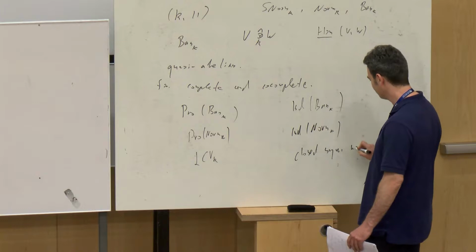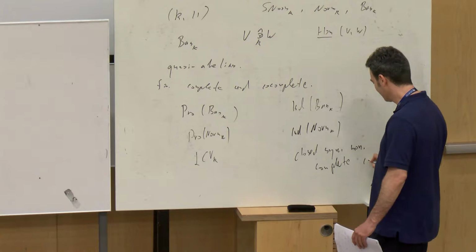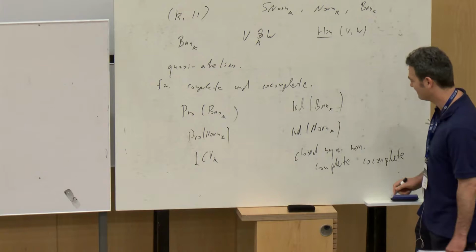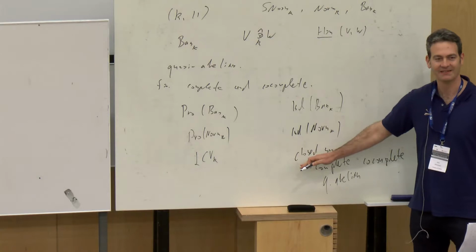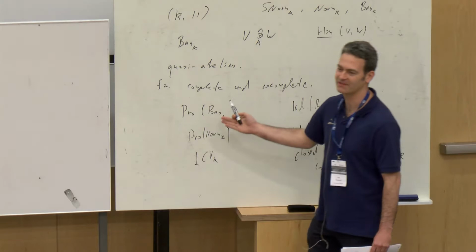It's complete. It's co-complete. Co-complete. And it's still quasi-abelian. This side has all these properties except for being closed. Of course, if you have a symmetric monoidal structure which is not closed, then this means that the tensor product, for instance, would not be right exact.